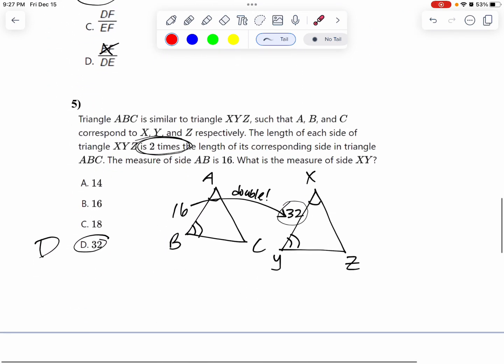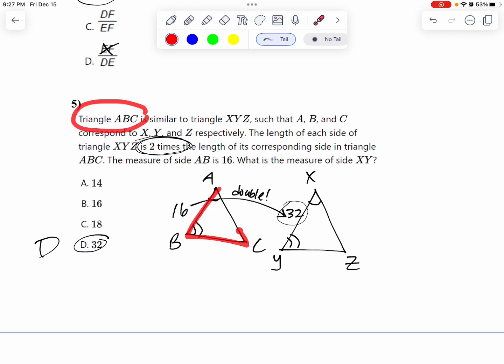Number 5, I've got similar triangles again. ABC, XYZ. So I'm going to draw some triangles. I'm going to draw ABC. There's triangle 1. And my second triangle, make sure that you match up angle A with angle X. Have them point the same way. A and X need to be in the same position because they're both first in the name of the triangle. Do you remember that from geometry? The middle letter matches up with the middle letter, so the B has to match up with the Y.